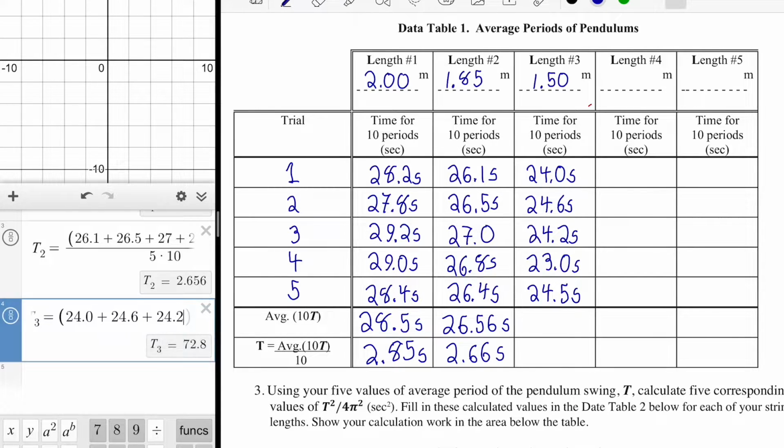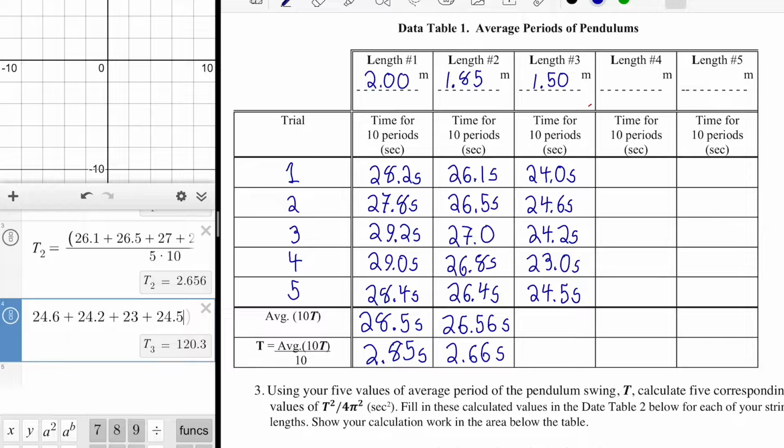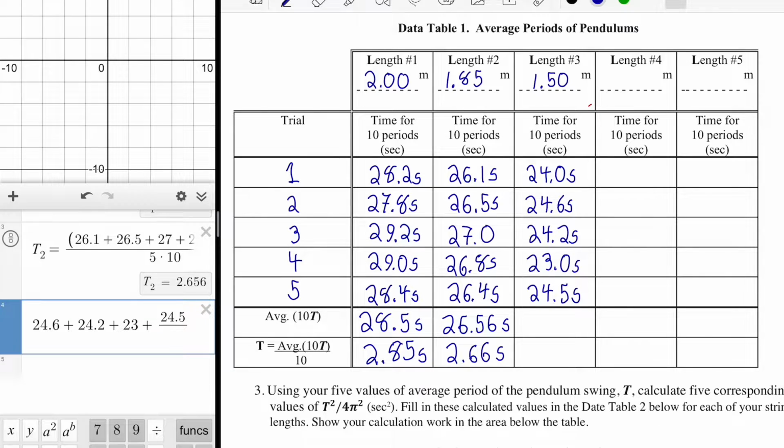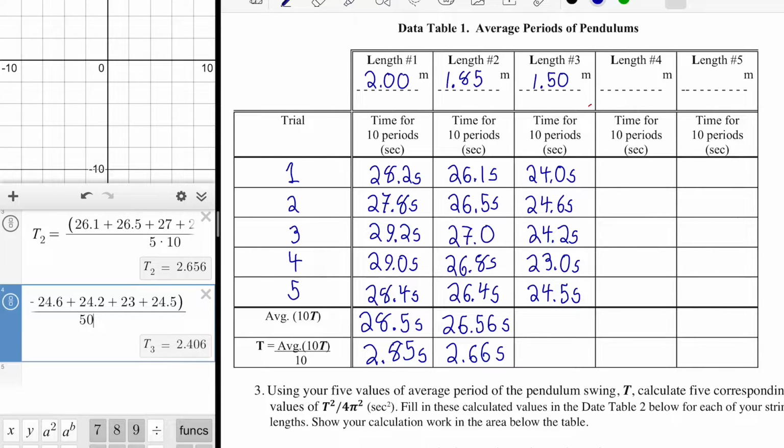Most of the time I don't include that, but I already put the decimal in, so I decided to keep it. But there you go. See, with the 23, it's fine. 24.5. All right, and then we'll divide all of that by 50. Remember, 10 for the number of trials, 10 for the number of swings, 5 for the number of trials. So 2.41, okay? So up here, this would be 24.1, and then here, this would just be 2.41.